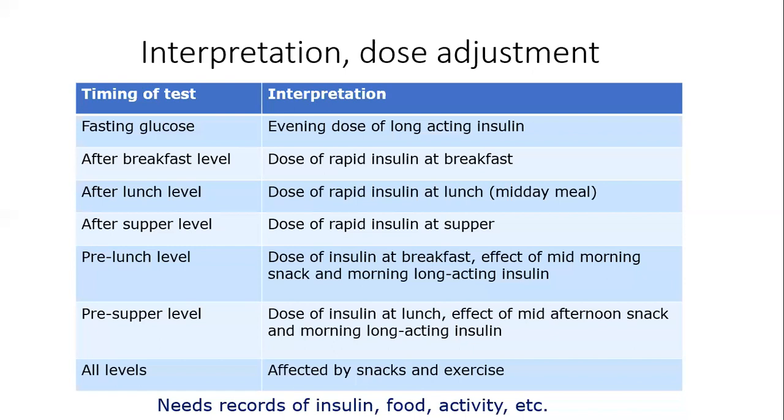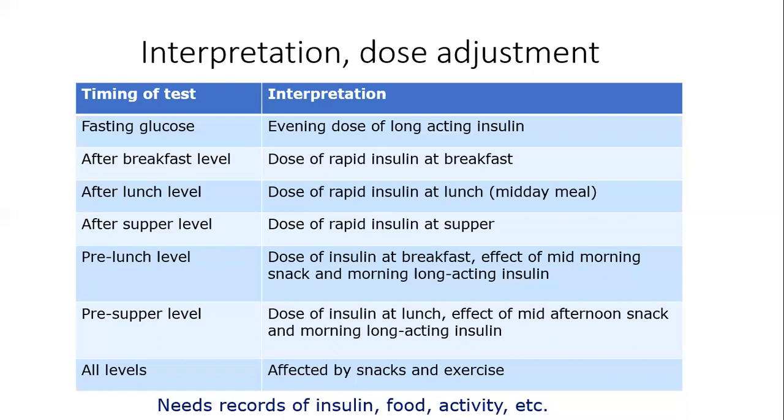If you check your blood sugar after breakfast, and you sit after breakfast, either 2 to 3 hours if you're using rapid-acting, or 3 to 4 hours if you're using regular insulin. So that blood sugar that you're checking will tell you about the adequacy of the morning short-acting insulin or the morning rapid-acting insulin that you gave. If you're checking the blood sugar after lunch, it's telling you about the dose of insulin you gave at lunchtime. After supper, it's telling you the dose of insulin you gave at supper.